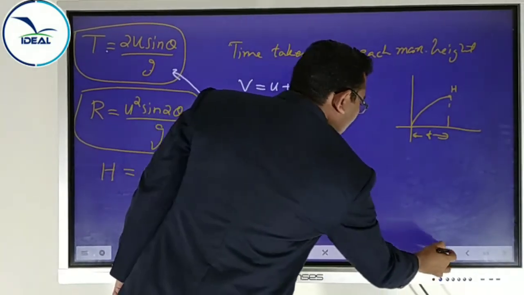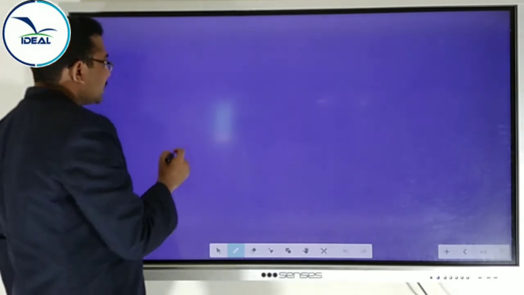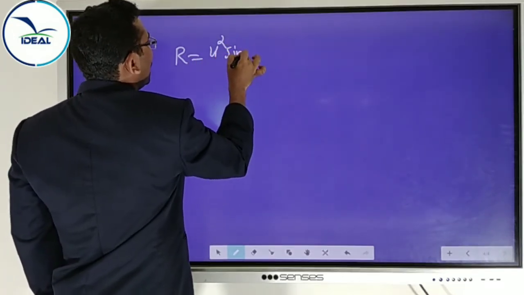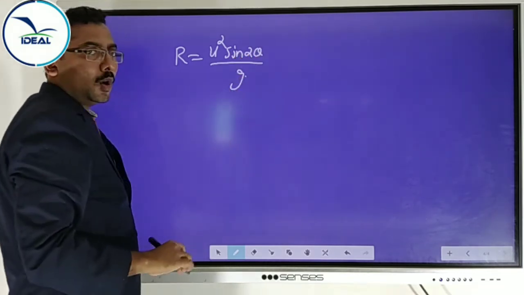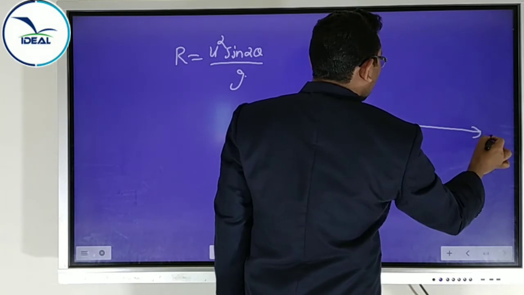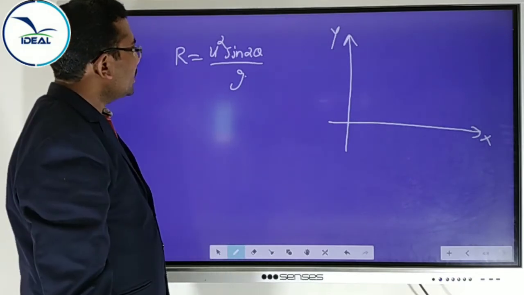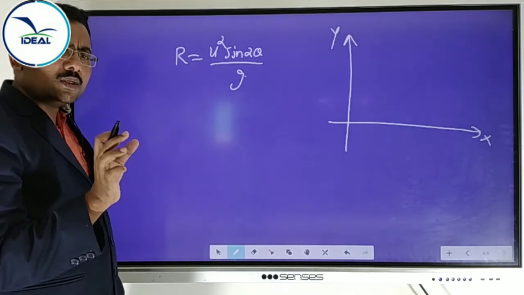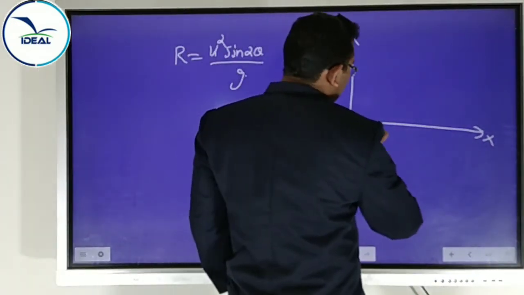Now, we studied horizontal range R equal to u square sin 2 theta by G. Is it possible to have two angles of projection for the same horizontal range? It's a question. Is it possible, for a velocity u, to get the same range with two angles?